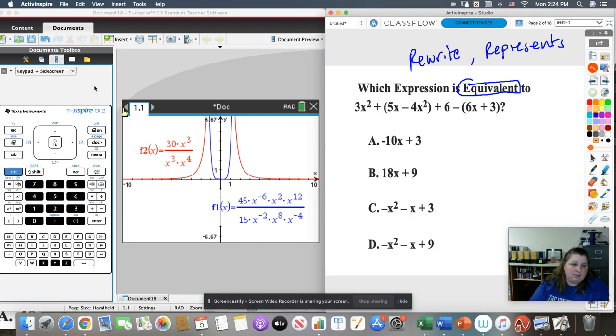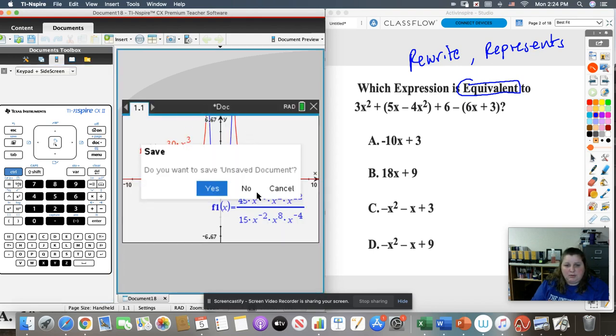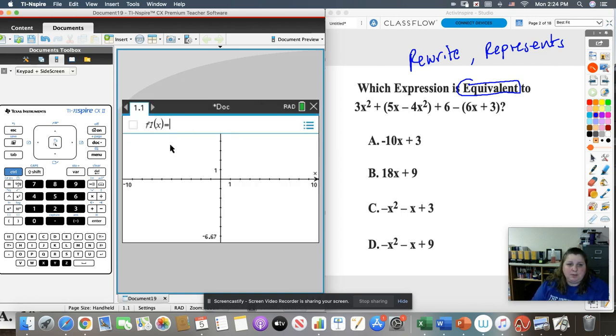So here's how you do it. Here's your calculator. You're always going to start with home, new document, save changes, no, and add a graph. That just clears your calculator out of any graphs or anything in there. It starts fresh, a new problem, a new graph. So we're going to the graph. It says f of x equals, and you're going to type everything exactly like you see it. So 3, the x is down here, squared.